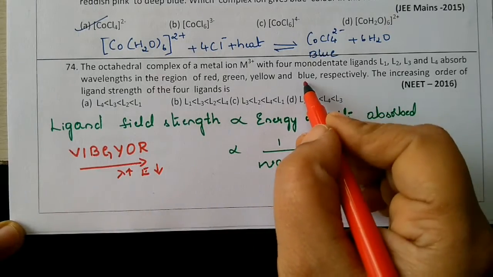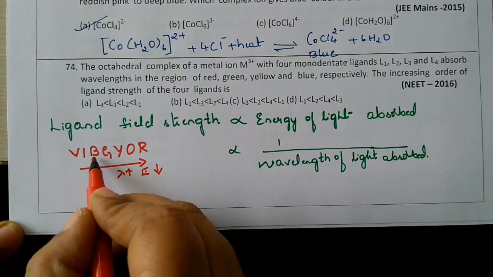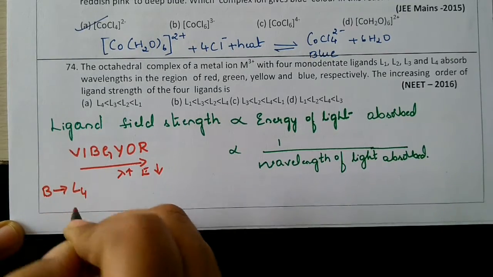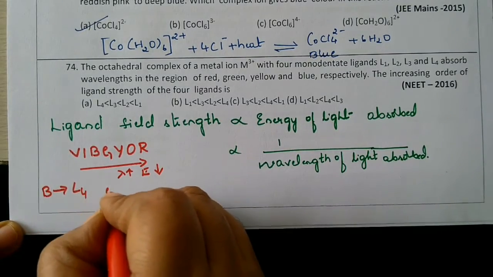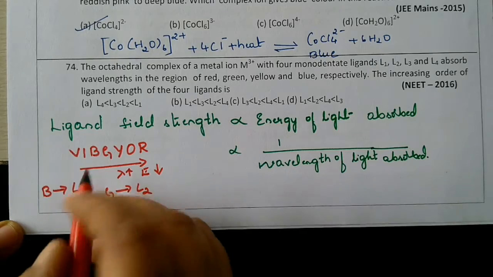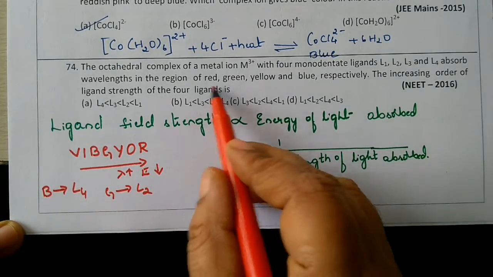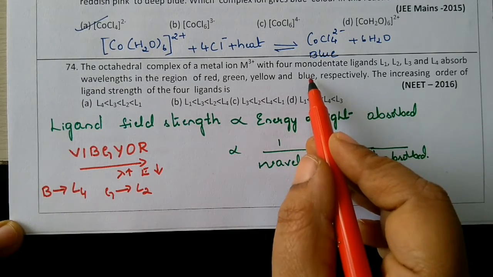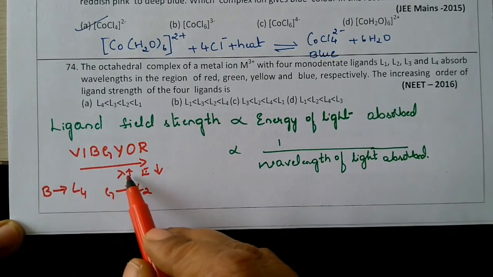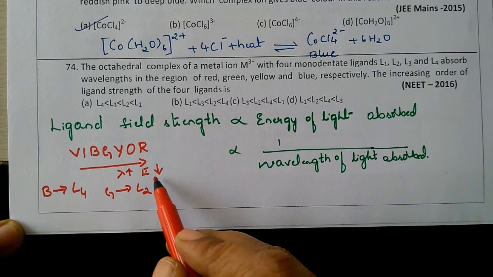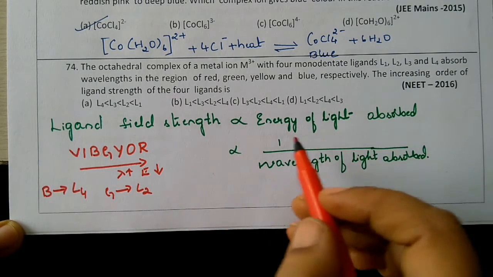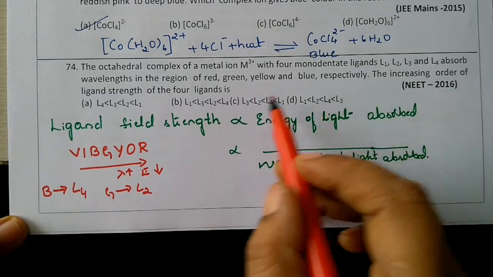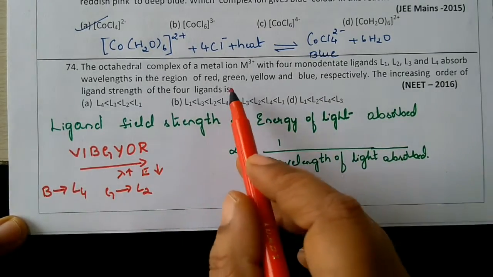Blue light is for L4. So first we have blue over here. Blue is for L4. Likewise, green is for L2. After blue we have green. So we have red, green, yellow, blue. First we have blue with a lower wavelength and higher energy. Higher the energy, higher will be the field strength.